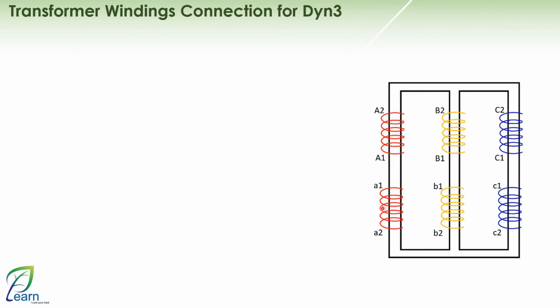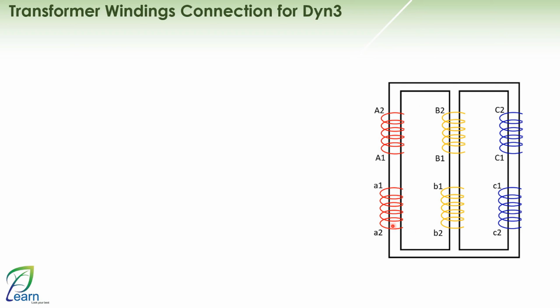Each phase consists of 2 windings, one for the high voltage side and one for the low voltage side. For the high voltage side windings, their terminals will be represented by capital letters, and for the low voltage side windings, their terminals will be represented by small letters. Very nice. Another thing we will notice here is that the terminals of the high voltage side A1, B1, C1 will correspond to the low voltage side terminals a1, b1, c1. As for A2, B2, C2 and a2, b2, c2, from the high voltage side and the low voltage side, they will be on the outer terminals.